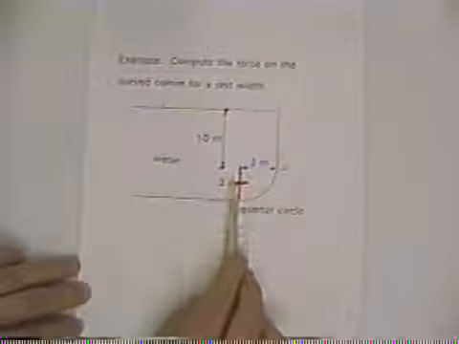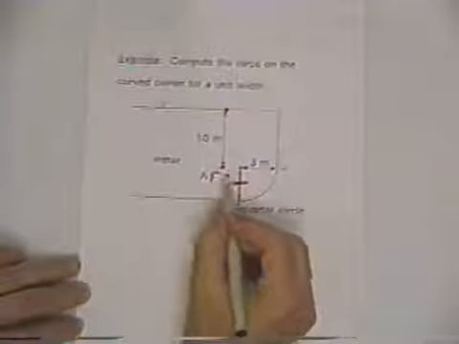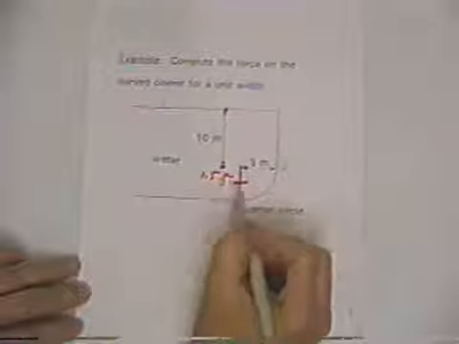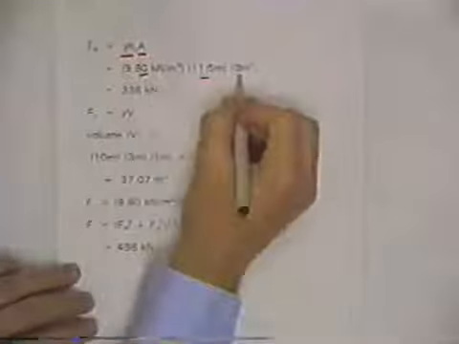So we've got a unit-wide rectangular area with a centroid 1.5 meters in the middle there. So 1.5 meters, 10 meters gives us 11.5. The area is 1 meter coming out of the paper times the 3 vertical meters. And so we got those numbers, and we can get the horizontal component of 338 kilonewtons.